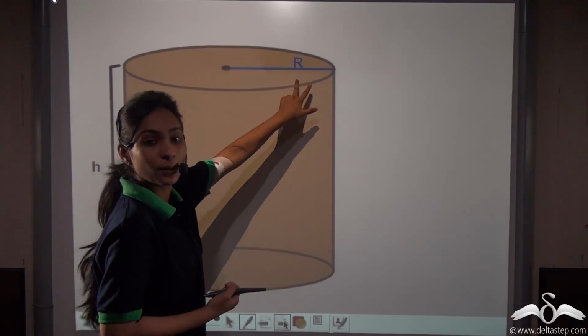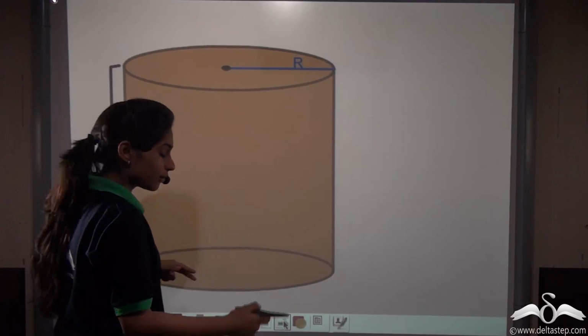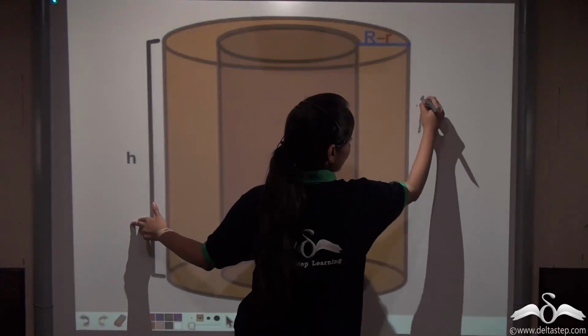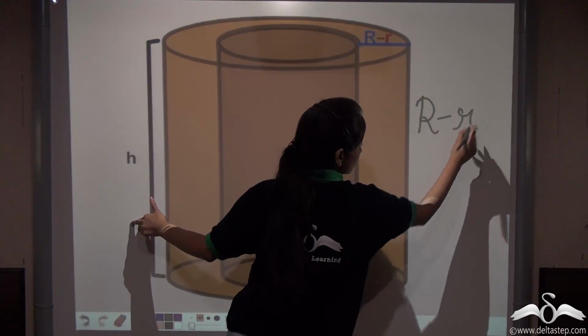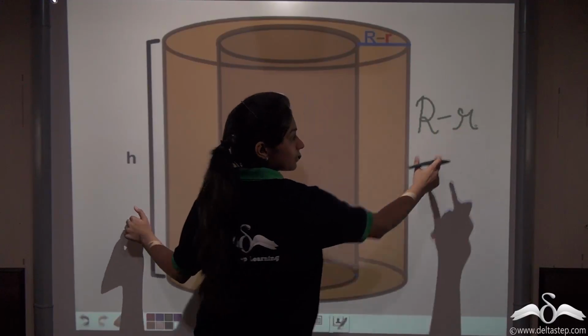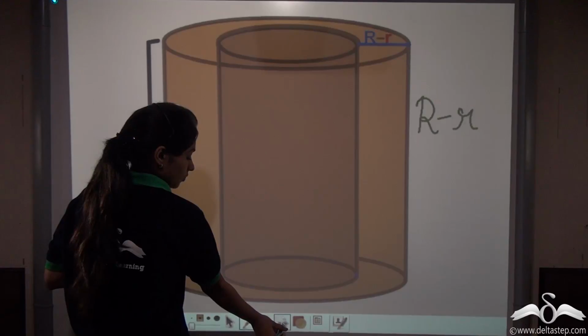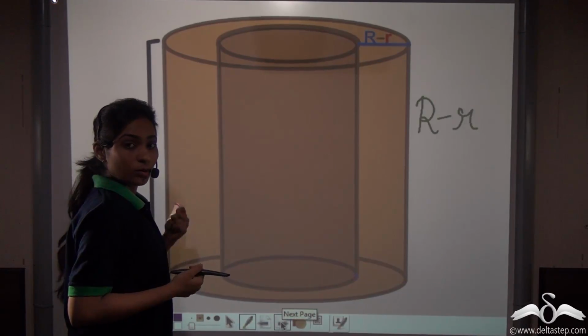Now the thickness will be what? Capital R minus small r. So the thickness of this hollow cylinder is actually external radius minus internal radius, that is capital R minus small r. So now how can we find out the volume of this cylinder?